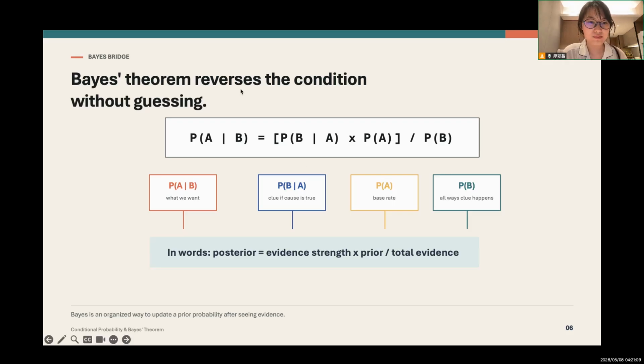The denominator, the probability of B, means all the ways the evidence can happen, a positive test. That includes true positives and false positives. The useful sentence is: posterior equals evidence given hypothesis times prior, divided by total evidence. The posterior is the updated probability after we see the evidence.